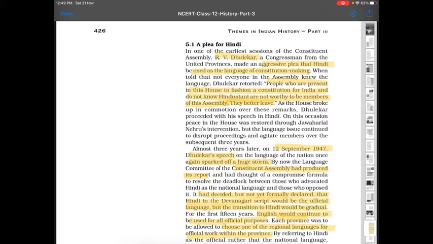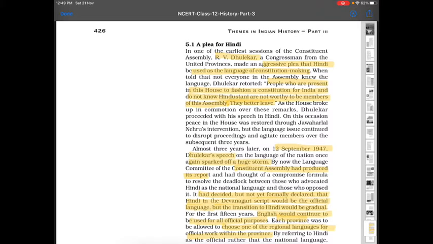There was this Congressman whose name was R.V. Dhulekar, and he strongly favored the use of the Hindi language as the language of the constitution. He made an aggressive plea that Hindi should be used as the language of constitution making, and he also argued that those who do not know this language are not worthy of being members of this assembly. This is what he said in the assembly, okay.